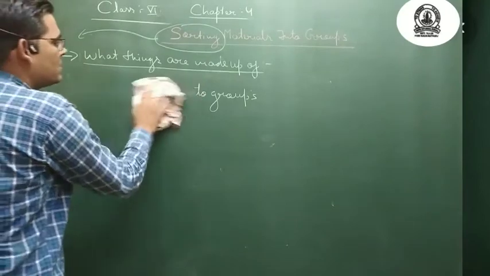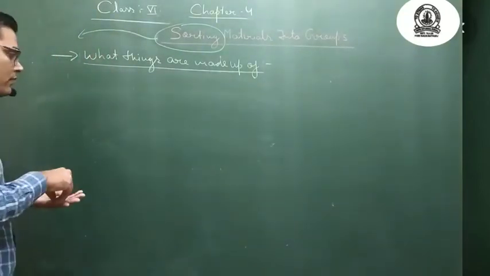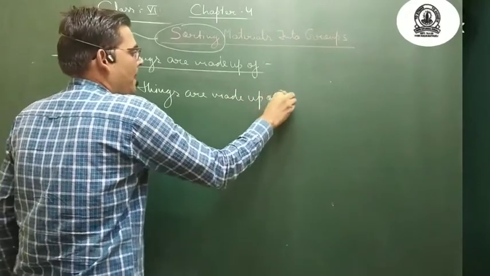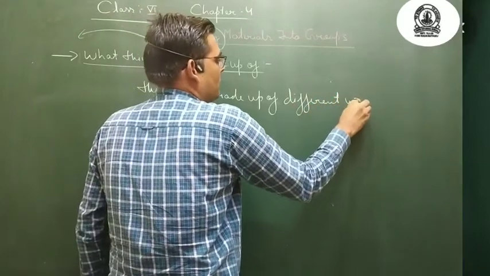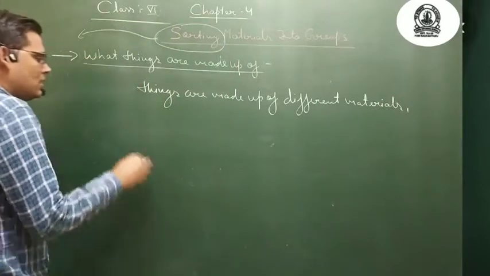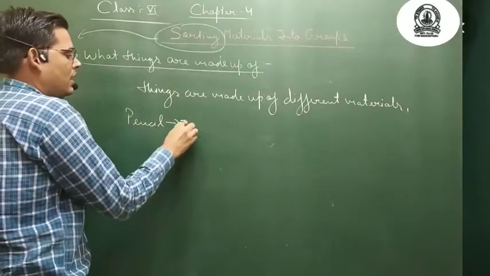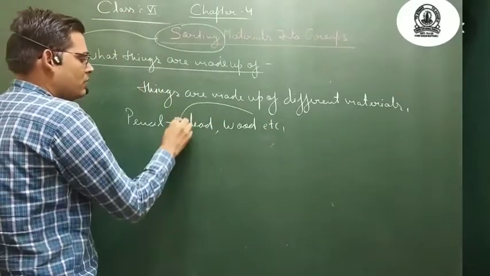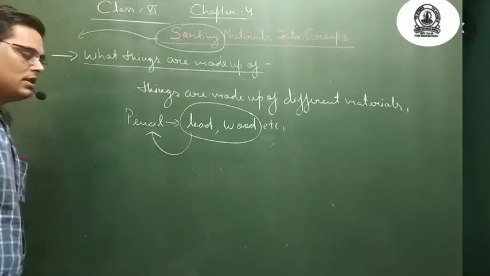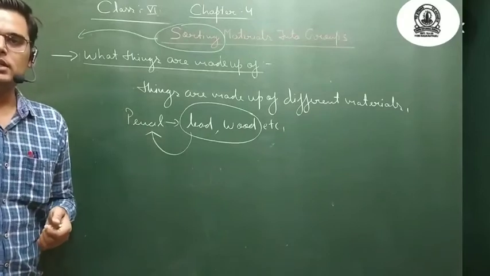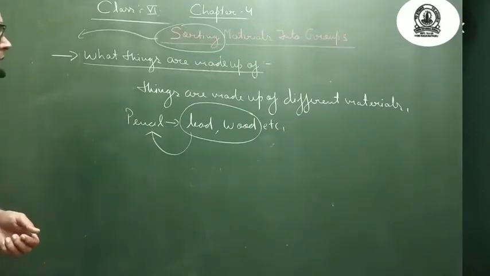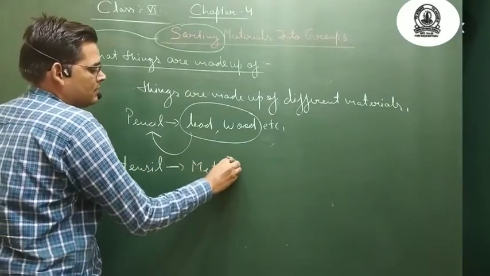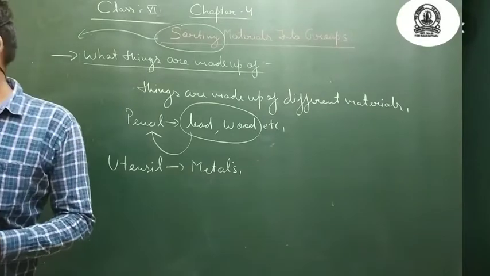If students see what things are made up of, then things are made up of different materials. For example, if you consider your pencil, then your pencil contains lead, wood, etc. These are the materials which we use for manufacturing a pencil. In this way, different things use different types of materials for their preparation. If you see a utensil, then it is generally made up of metals. So in this way, beta, different things are made up of different materials.